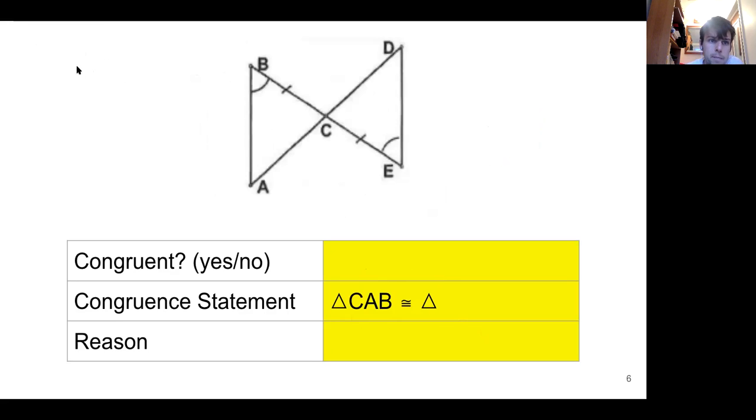Next one here, we do have some vertical angles we need to mark in the middle. So these are vertical angles. And once we do that, we have two angle pairs and a side pair in between. These are going to be congruent by ASA. So yes, ASA. And we have triangle CAB. So that's going to go to CDE. Easy enough. Go ahead and clear that off.